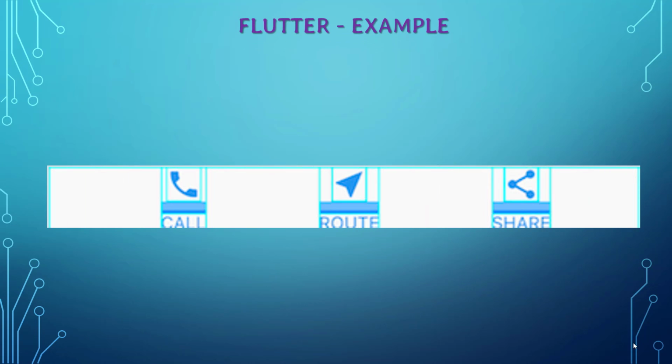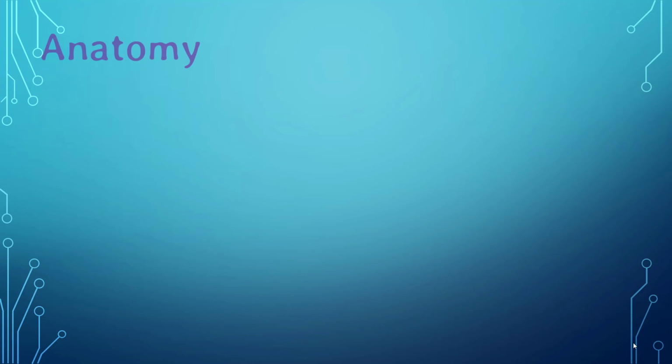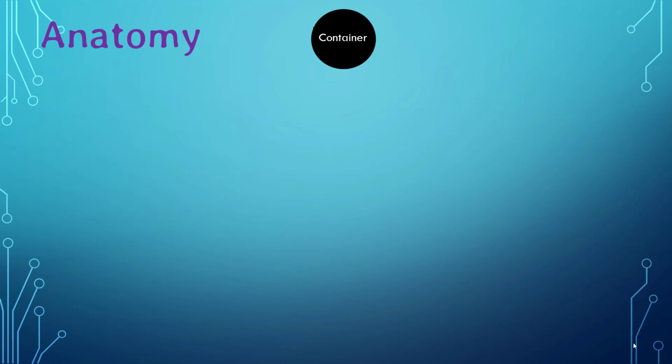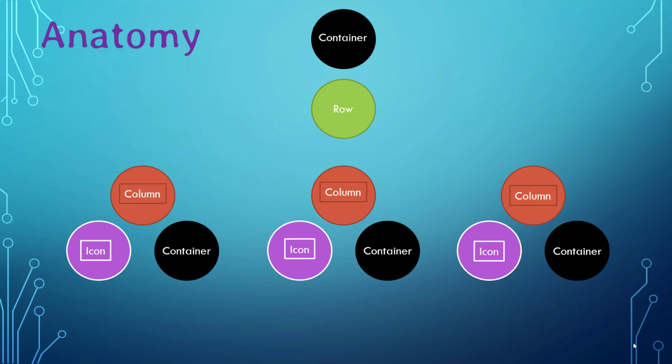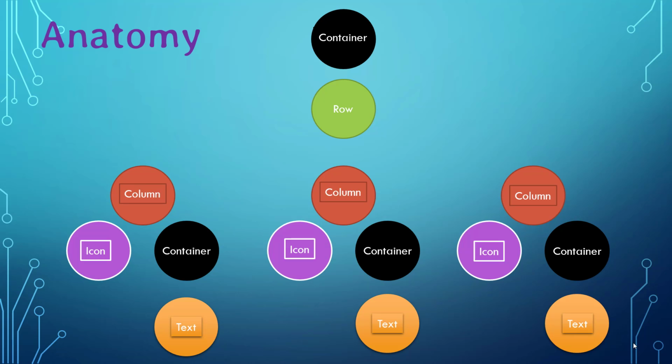Now to understand this, we'll take up a typical example which is most often seen everywhere, and let's study this example's anatomy. That example had a container as its base which contains one row as its child, and this row contains 3 columns as its children components, and each of these columns contains 2 subcomponents, an icon and a container. At the last, this container again contains one single child which is a text.